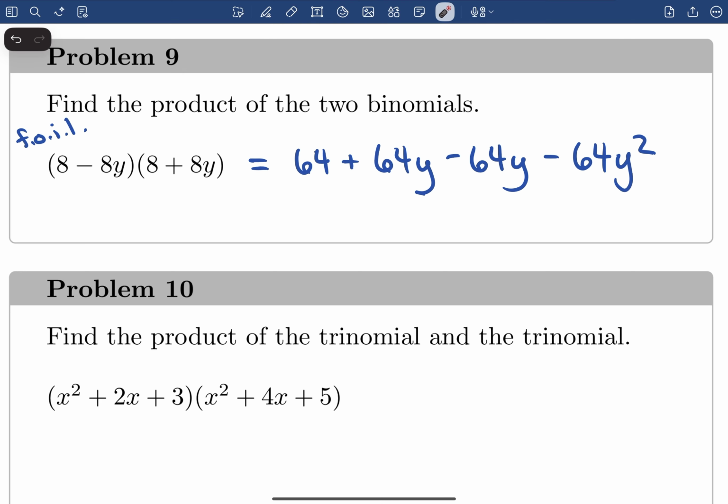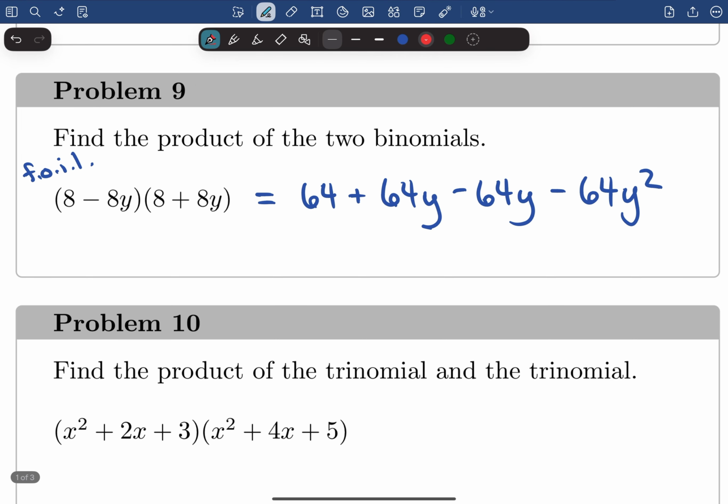Now, these two binomials are very special because they're the same two terms, right? 8 and 8y, 8 and 8y, but they're opposite signs, negative and positive. Those are called conjugates. When you multiply conjugates together, the outer and inner terms happen to be opposite signs of each other, right? There was positive 64y and negative 64y, and they cancel. And so my answer is 64 minus 64y squared. This is the final answer.